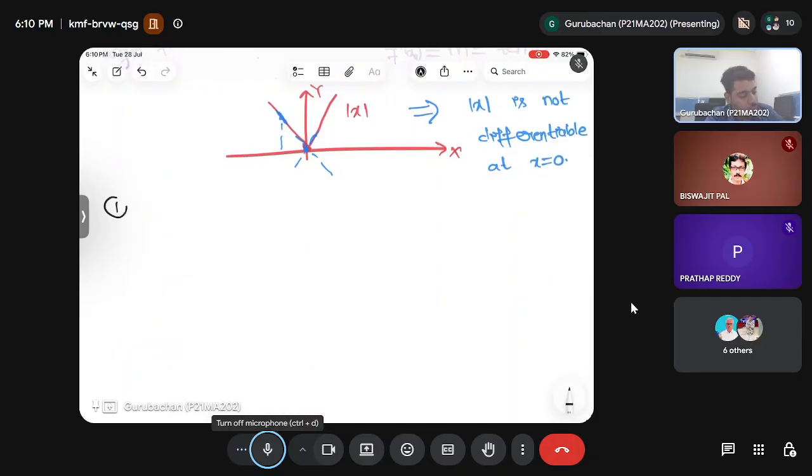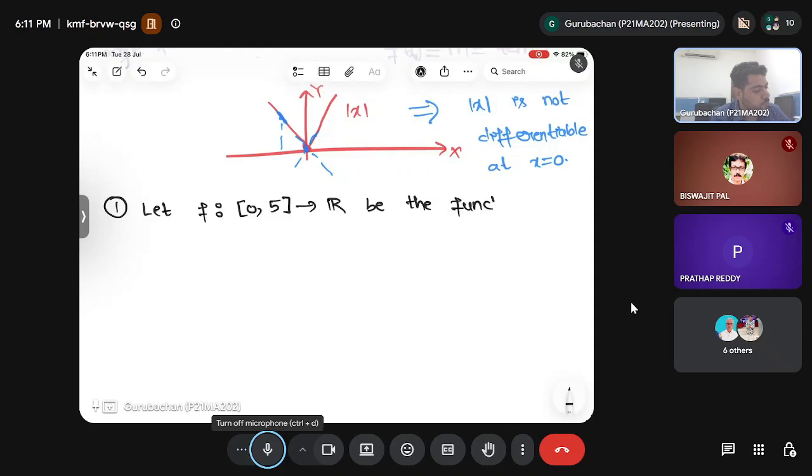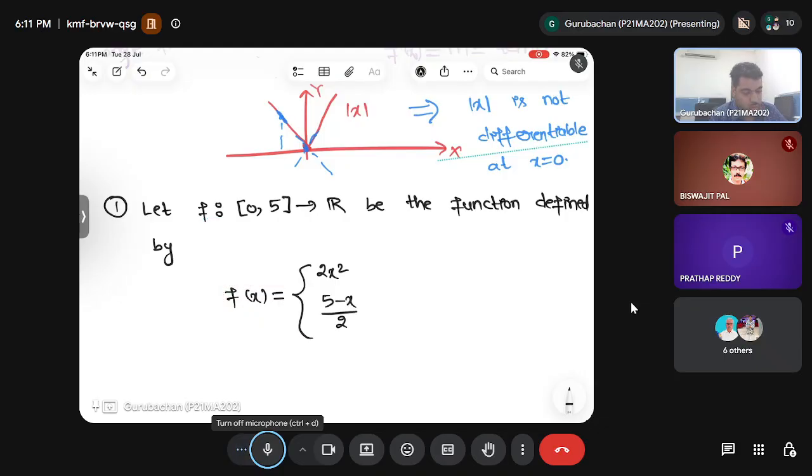Let us apply some questions to this. So let f be a function from 0 to 5 to R, defined by f(x) equal to 2x square for the first case, where our interval is 0 to 1, and 5 minus x by 2 in the second case, where our interval is open 1 to 5.